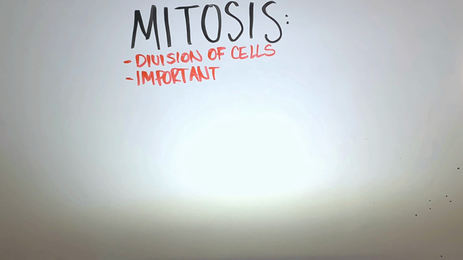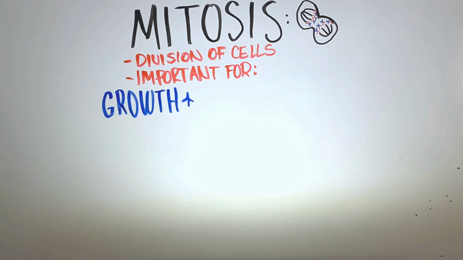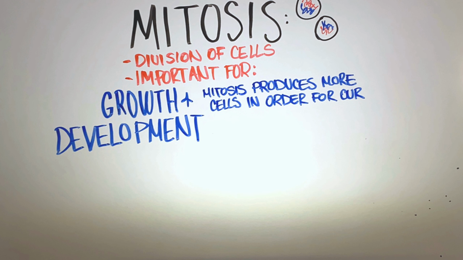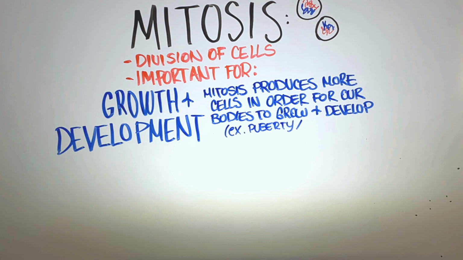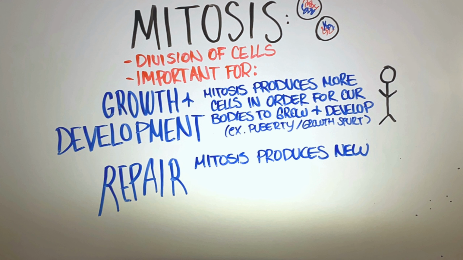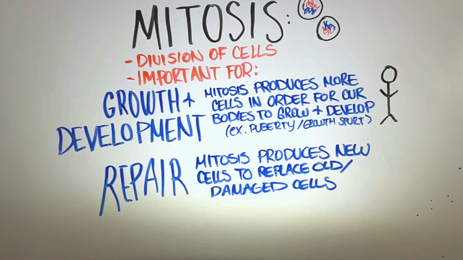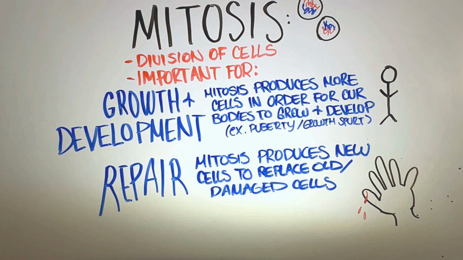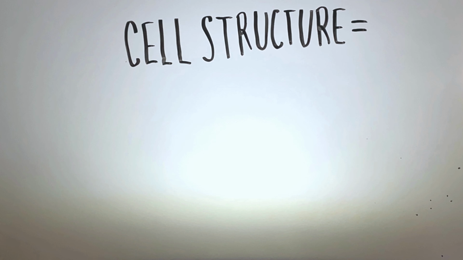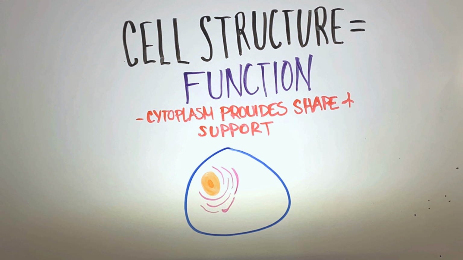Moving on. Mitosis, or the division of cells, is important for many things in the body, like growth and development. Mitosis produces more cells in order for our bodies to grow and develop, like in puberty or during growth spurts. Repair. Mitosis produces new cells to replace old or damaged cells, like when you get a paper cut. Ouch.